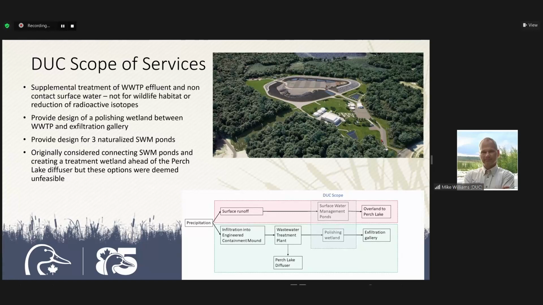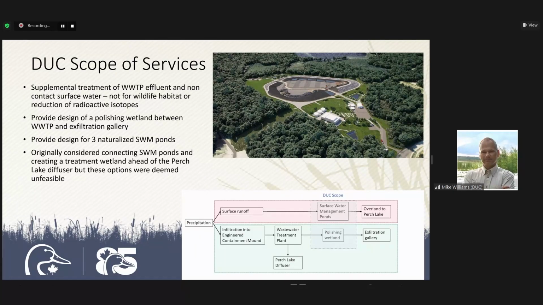All right, so let's talk about our scope of services at the NSDF site. We were asked to prepare designs and drawings for a polishing wetland and 3 naturalized surface water management ponds. Again, these wetlands are not being designed to attract wildlife, or to treat or remove radioactive isotopes.